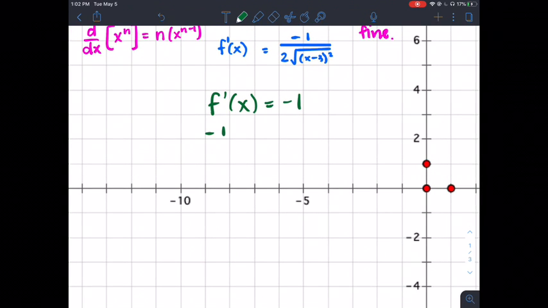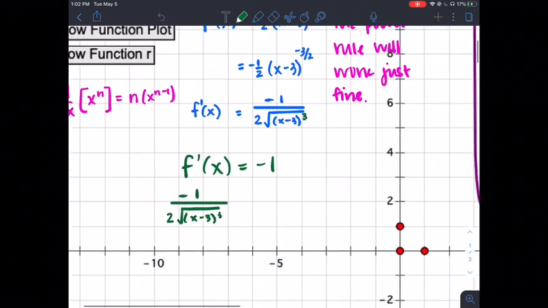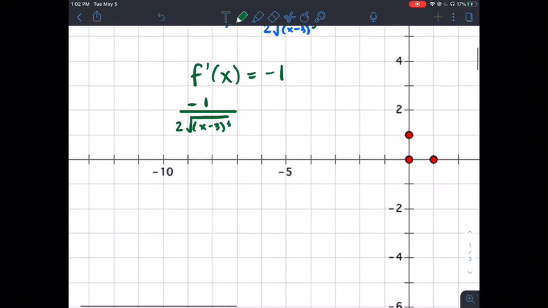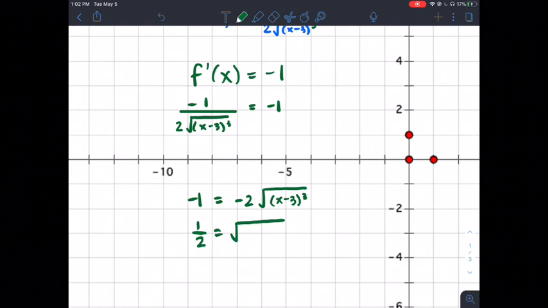So that means -1 divided by 2 times the square root of x minus 3 cubed. I apologize, that should be a cube, not a square up there. It was -3/2 is our exponent. Sorry about that. And then we're going to set this whole thing equal to -1. So I have -1 equals -2 times the square root of x minus 3 cubed, or positive 1/2. Just playing with some algebra here.